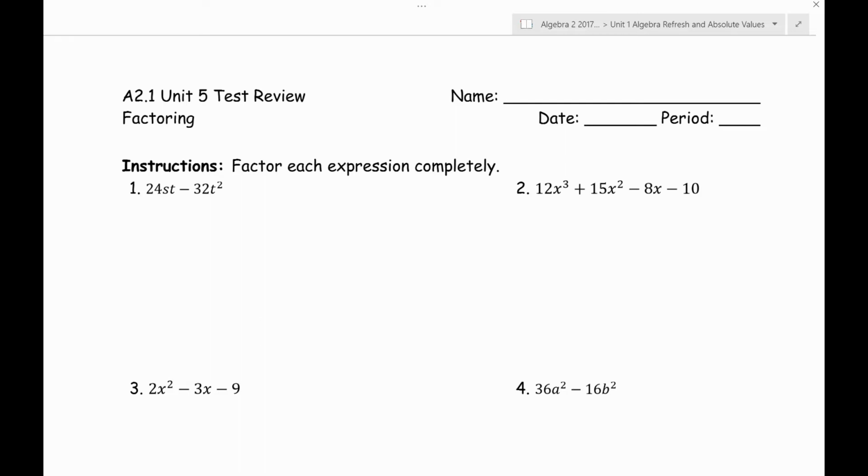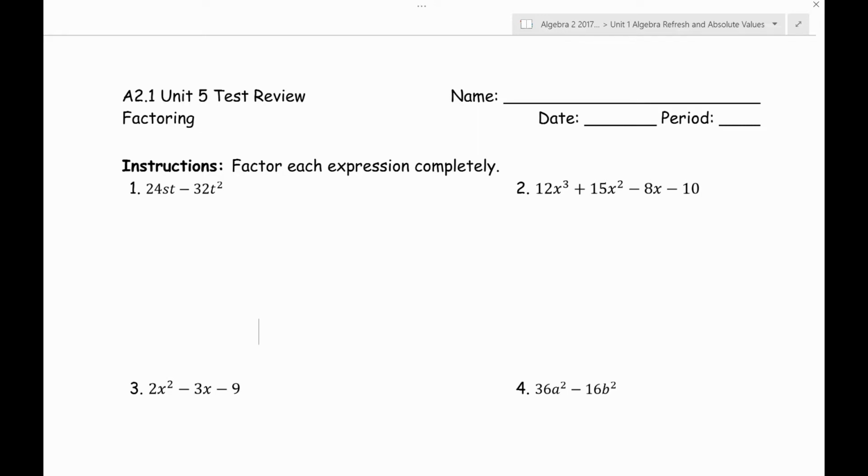Okay, welcome everybody. So today we're going to review Unit 5. This is the unit on factoring. We've got a lot of different ways to factor, and I'm going to show you multiple ways on how to do that. There will be 13 free response questions and only 12 multiple choice questions, so a total of 25 questions.